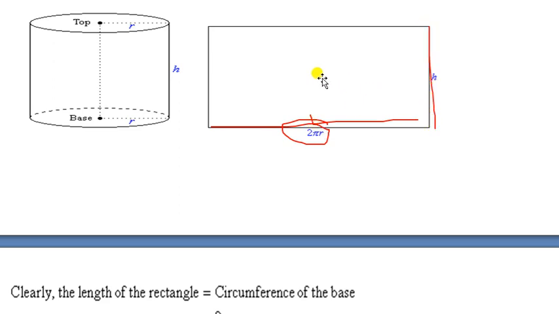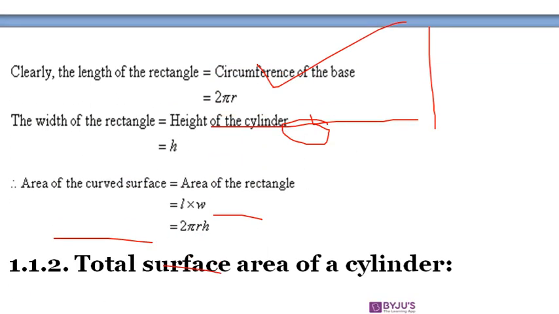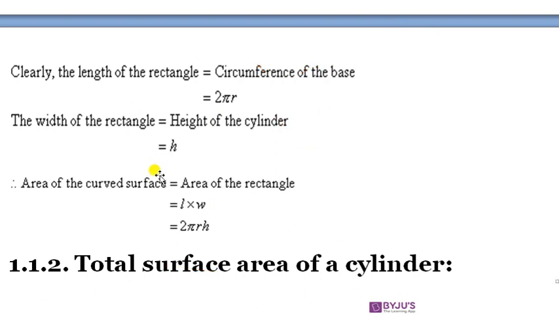So what is the area of this rectangle? Length into breadth, that means 2 pi r into h. The length of the rectangle is 2 pi r, the circumference of the base, and similarly the width or height of the rectangle is h. Then what will be the curved surface area? Curved surface area means the area of the rectangle, that means length into breadth or length into height. So 2 pi r h is the formula.